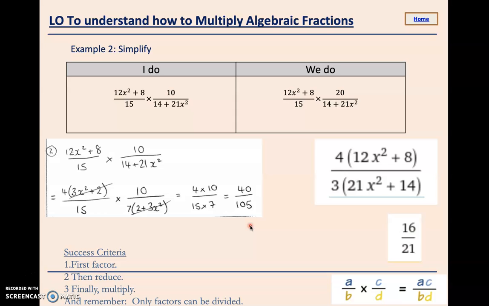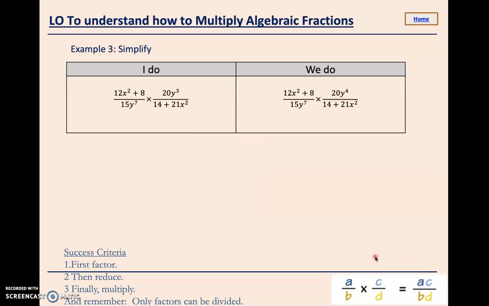So here's the answer for the we do, 16 over 21 in its simplest form. Make sure you're correcting these if you got your we do wrong. Think about why you got it wrong. What do you think was your issue? Let's try and change it in the next example.